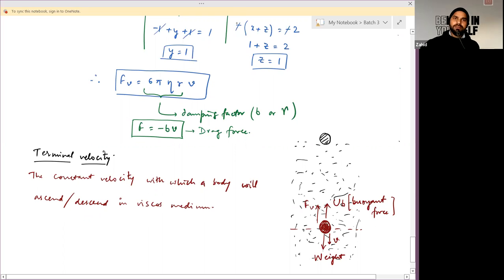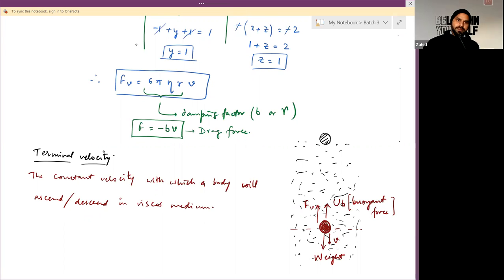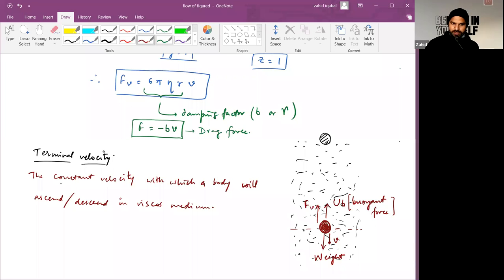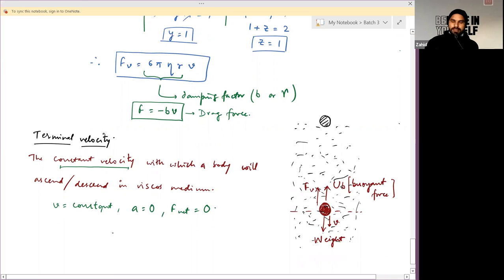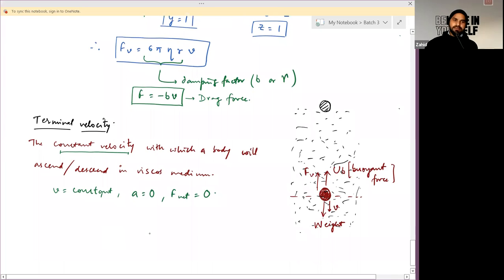This is called terminal velocity. Since in this part we have some constant velocity, which means the acceleration of the body will be 0. So velocity is constant, acceleration of the body will be 0, or you can say the net force acting on this particular body at this instant will be 0. Now we have mainly 3 different forces acting at this instant. So total upward force must equal total downward force.